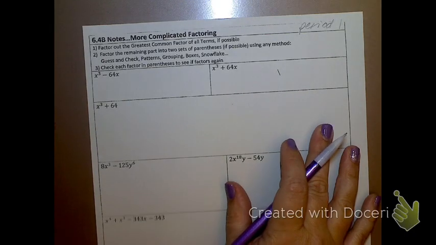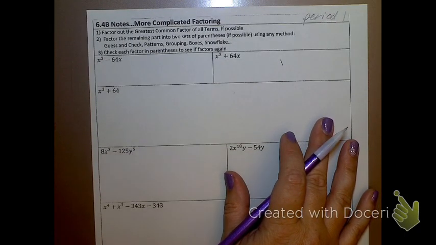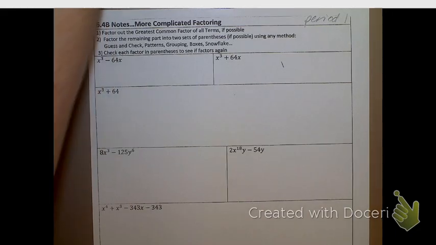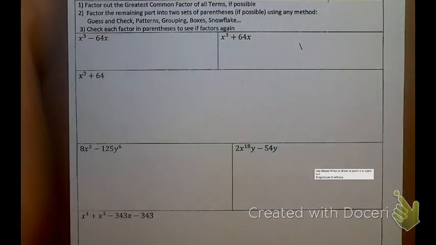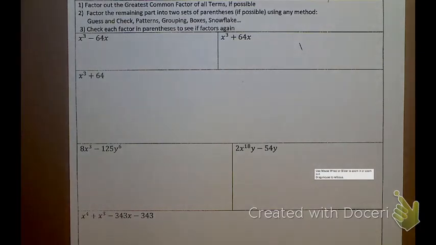More complicated factoring. If I read the steps that Mrs. Armstrong has written there, what does the first step say? Factor out the greatest common factor, if possible. Is that any different than what we have been doing? No. So the first step is still check to see what they have in common.